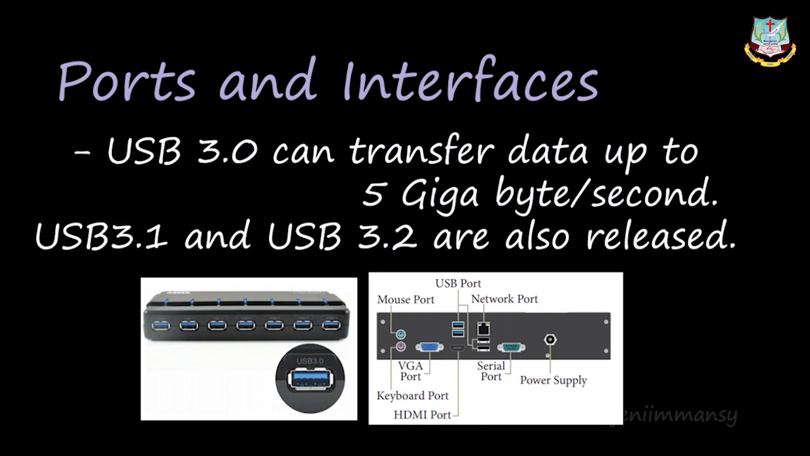That is the third version of the USB, right? USB, we all know, is Universal Serial Bus. This is used to connect the computers with other electronic devices. This USB 3.0 can transfer data up to 5 GB per second. 5 GB of data can be transferred in a second using this USB third version. And USB 3.1 and USB 3.2 are also there.